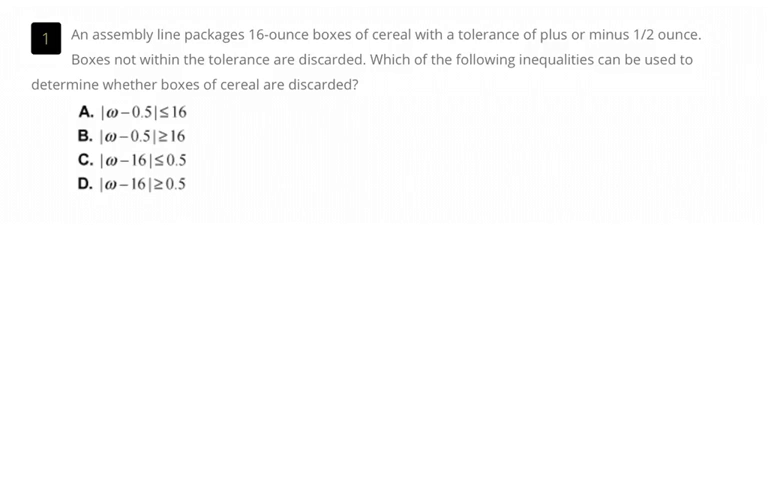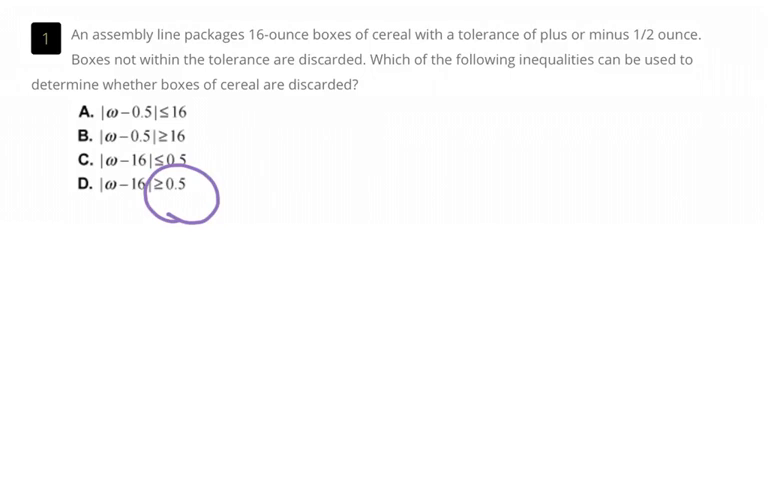So what this problem is saying is that the weight of the box minus the ideal box has to be within this ½ ounce, basically. So it has to be within this plus or minus 0.5. And it says the weight of the box minus the ideal box must be within 0.5 or it's discarded.